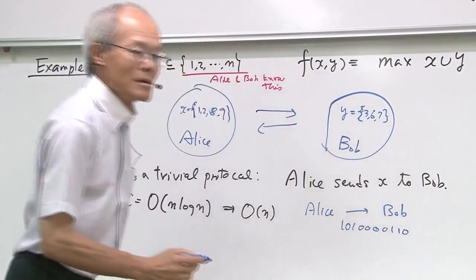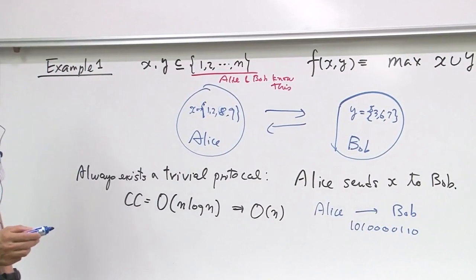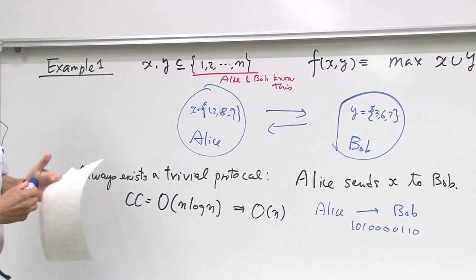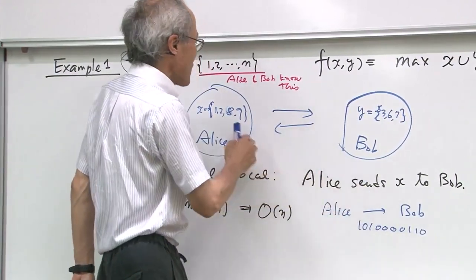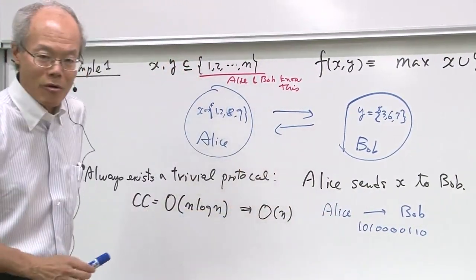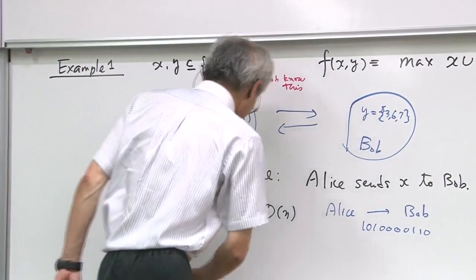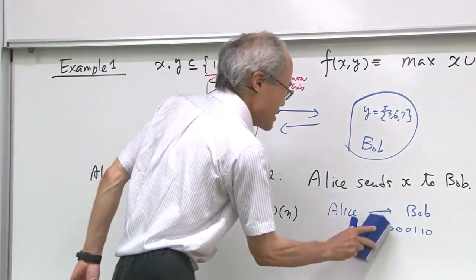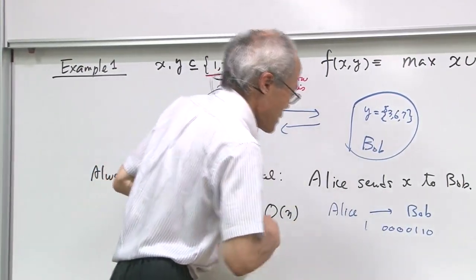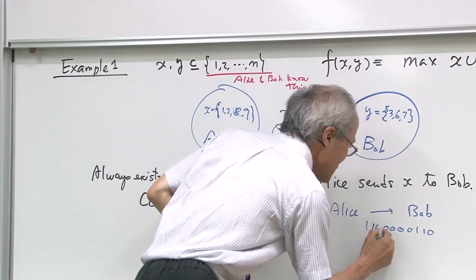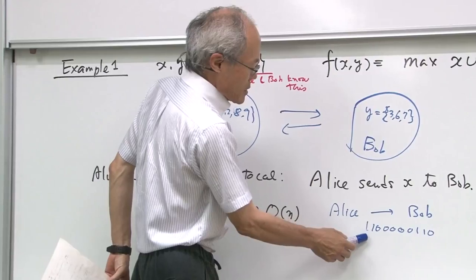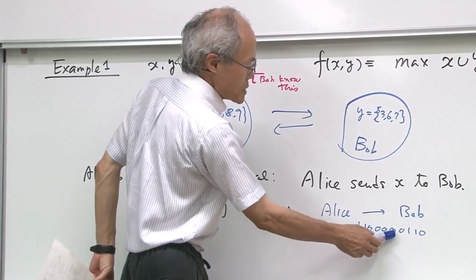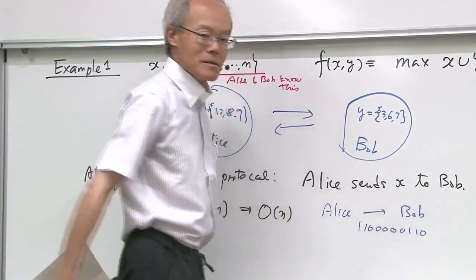Yeah, this bit sequence. Alice just sends Bob this bit sequence, then Bob can know that Alice has 1, 2, 8, and 9. Oh, I'm sorry, I made a mistake. Okay. Yeah, this one. So this first bit is 1, 2, 3, 4, 5, 6, 7, 8, 9, 10. Okay?